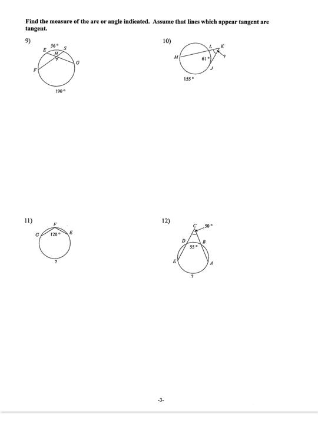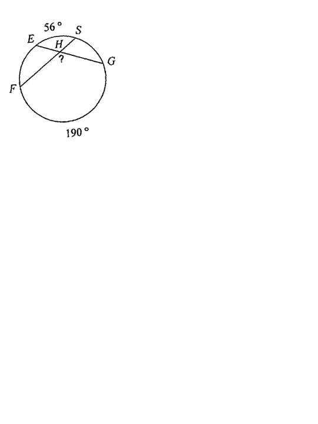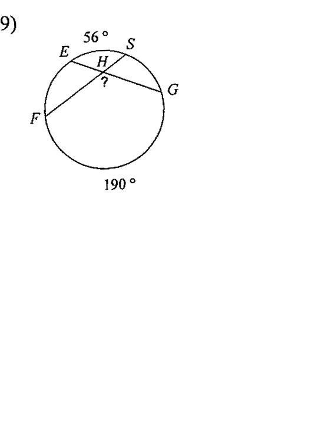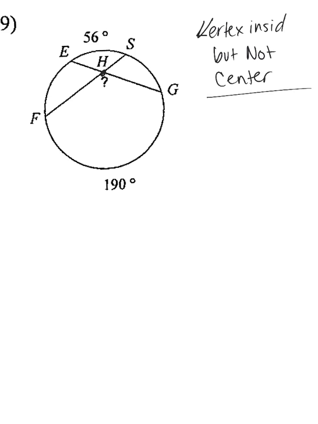On the next page, on number 9, it looks like the vertex is inside the circle, but not on the center. So vertex inside, but not on center. The formula is the angle equals the big arc plus the little arc divided by 2.